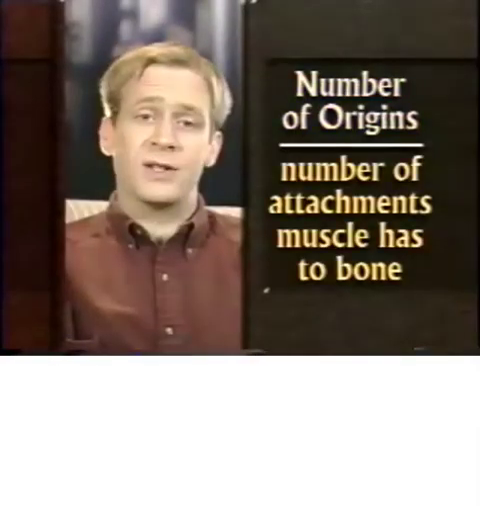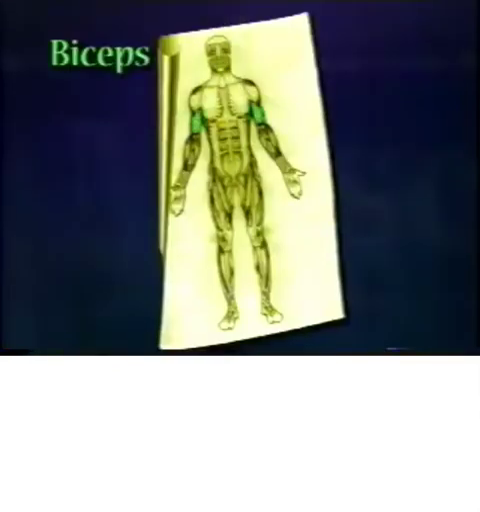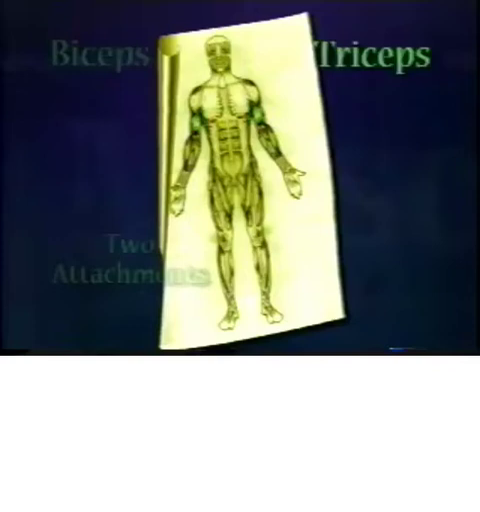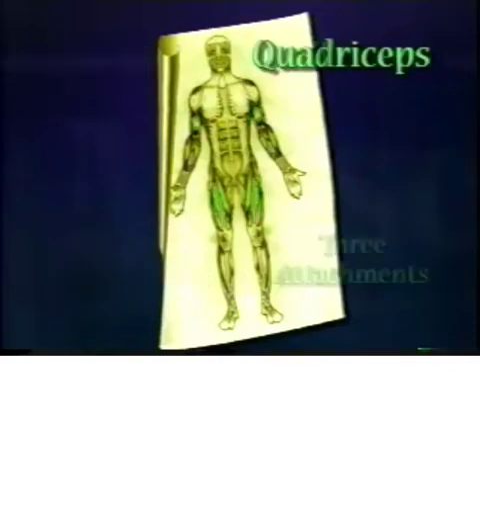The number of origins refers to the number of attachments a muscle has to bone via tendons. For example, the biceps have 2 attachments to bone in the forearm, the triceps have 3 attachments, and the quadriceps 4 attachments.